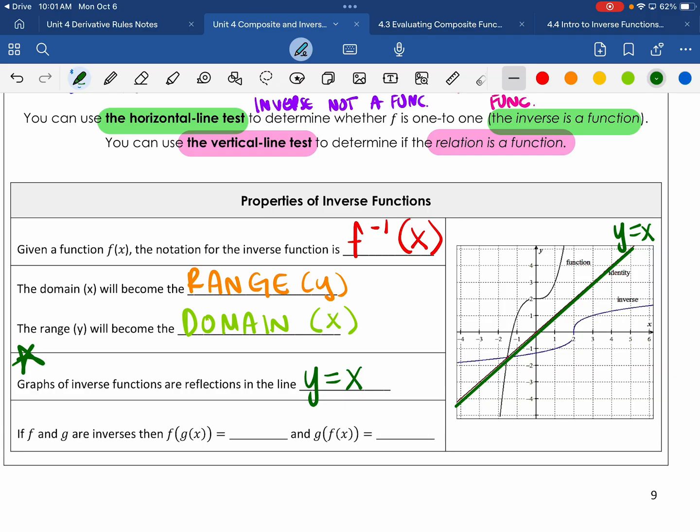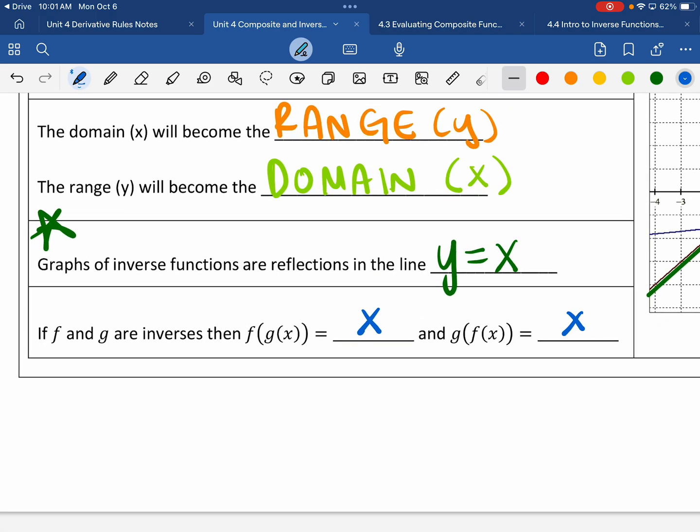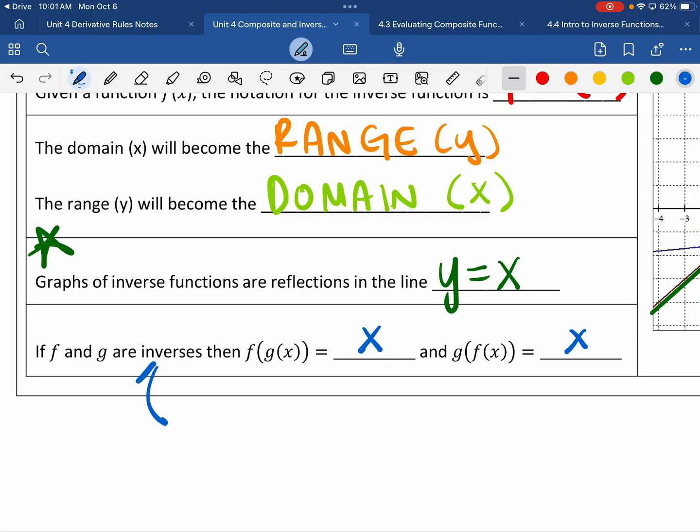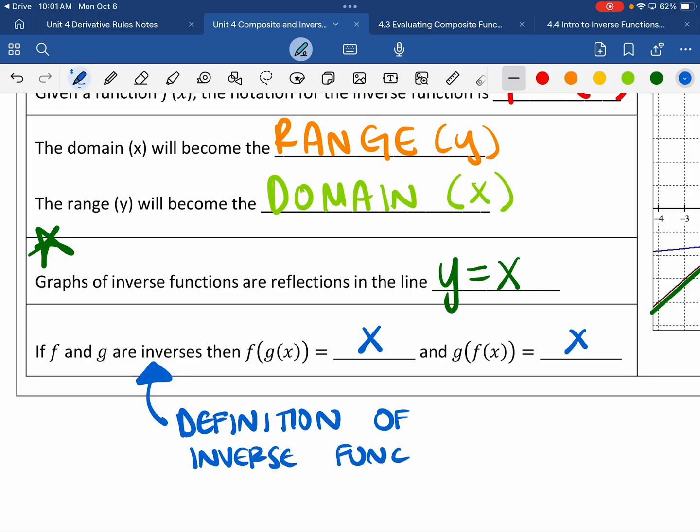And then the very last property, which we're going to talk about later on today, is that if f and g are inverses, then f of g of x equals x, and g of f of x equals x. And that is kind of how it relates to compositions. This guy right here is the definition of inverse functions.